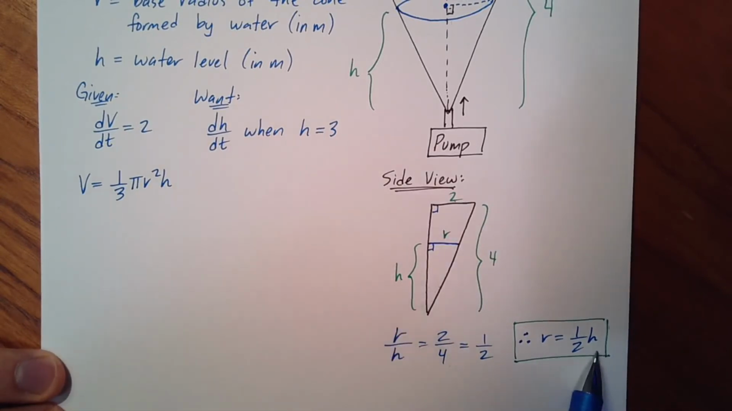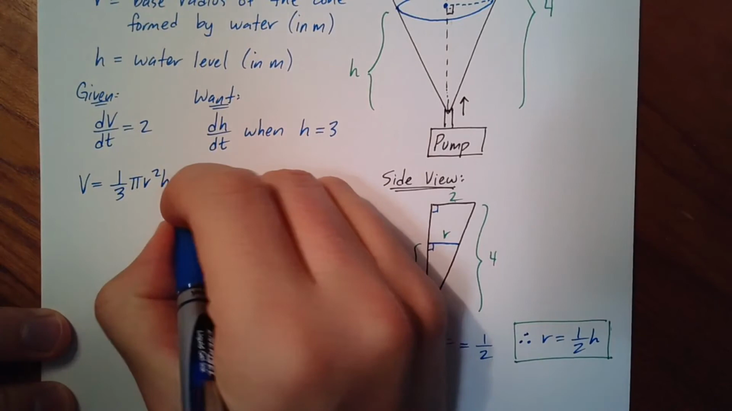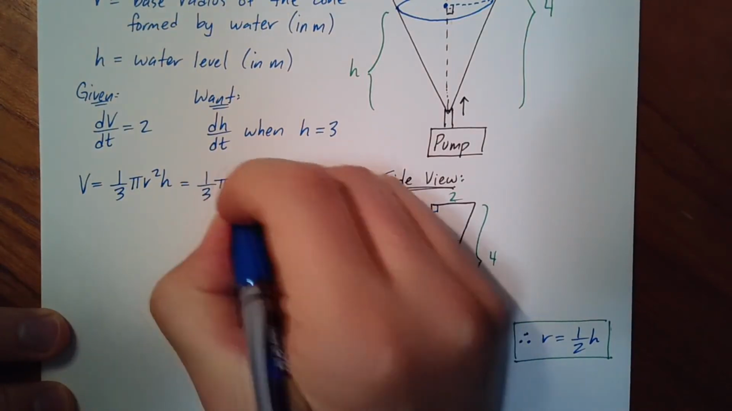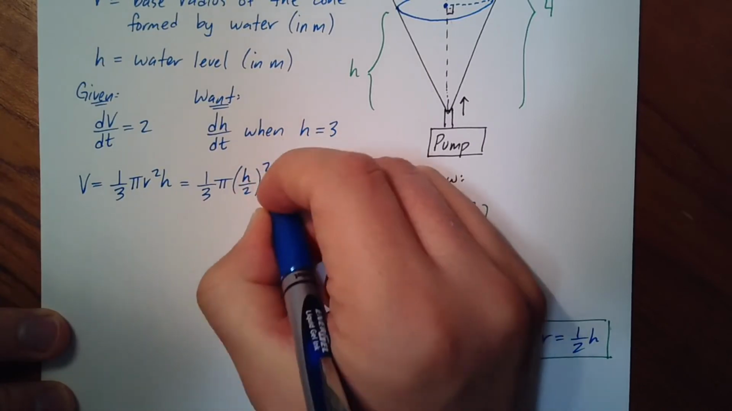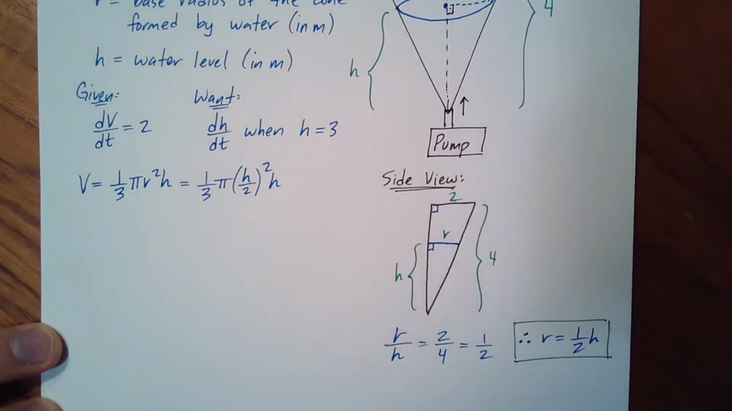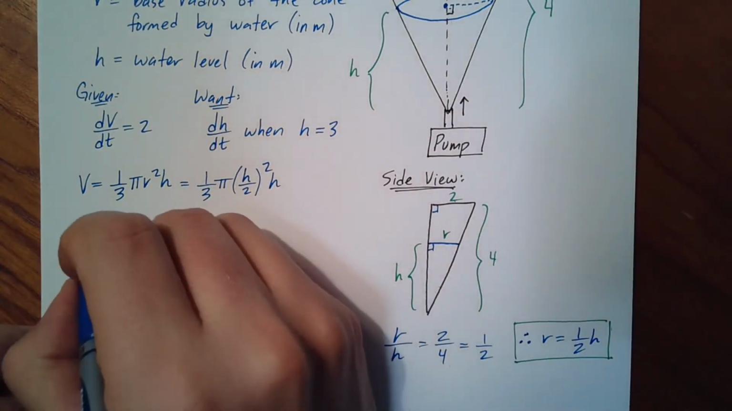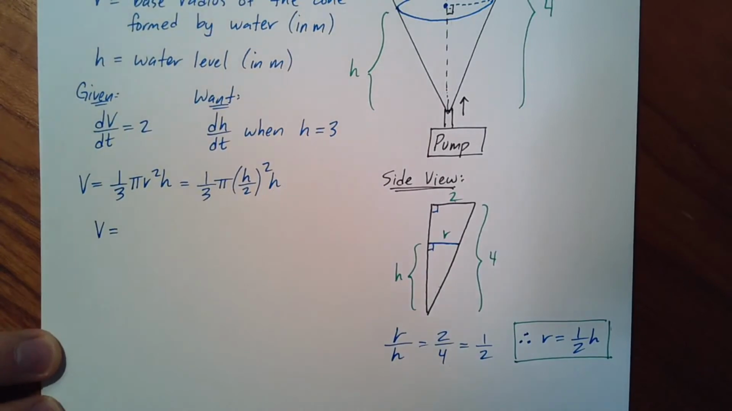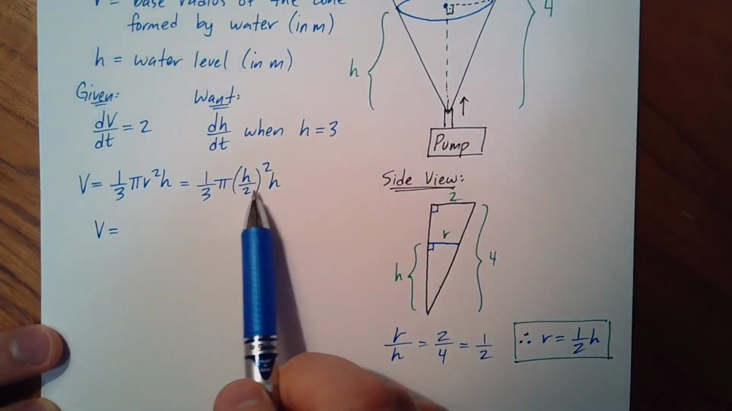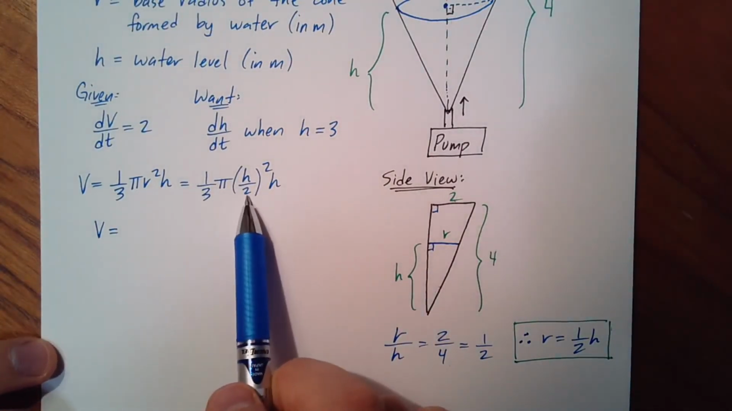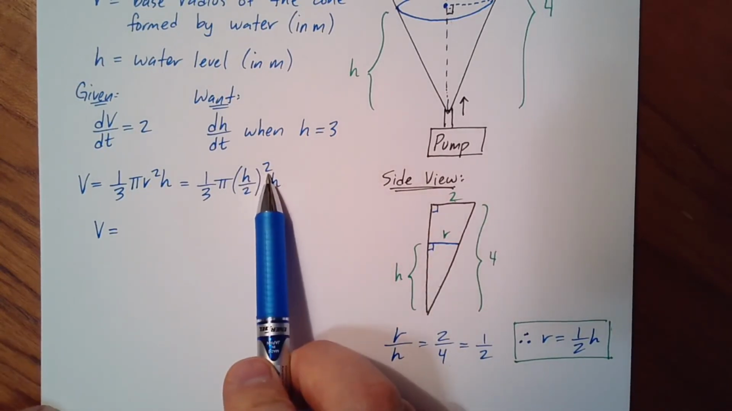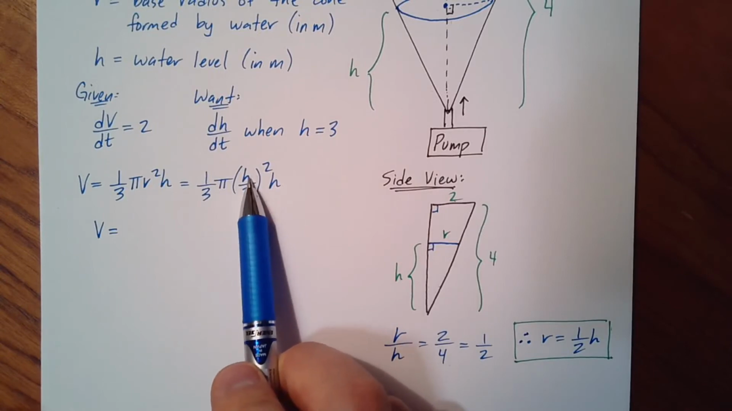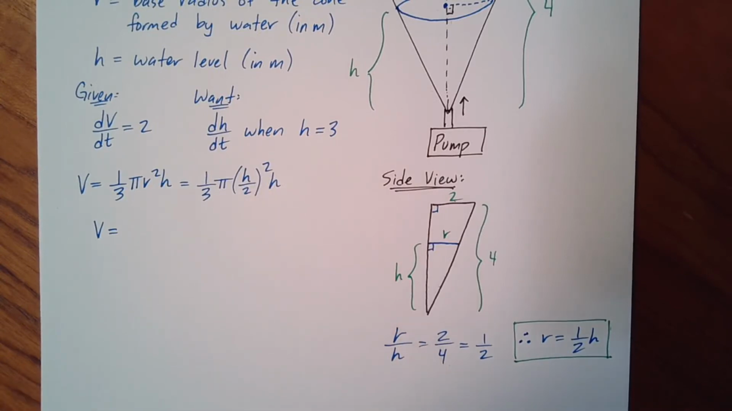So let's plug in 1/2 height for the radius, and we're going to get 1/3 pi times (h over 2) squared times h, just plugging in h over 2 for r. Well, what's that going to look like? Volume is equal to, well, let's work things out carefully. If I square the h over 2, because that's what happens, h over 2 is getting squared, that's going to be h squared over 2 squared. So that'll be h squared over 4.